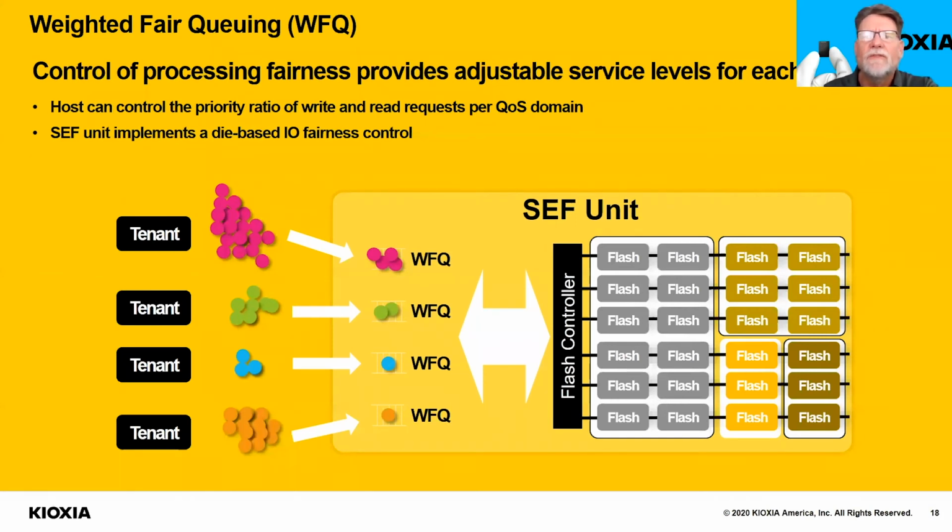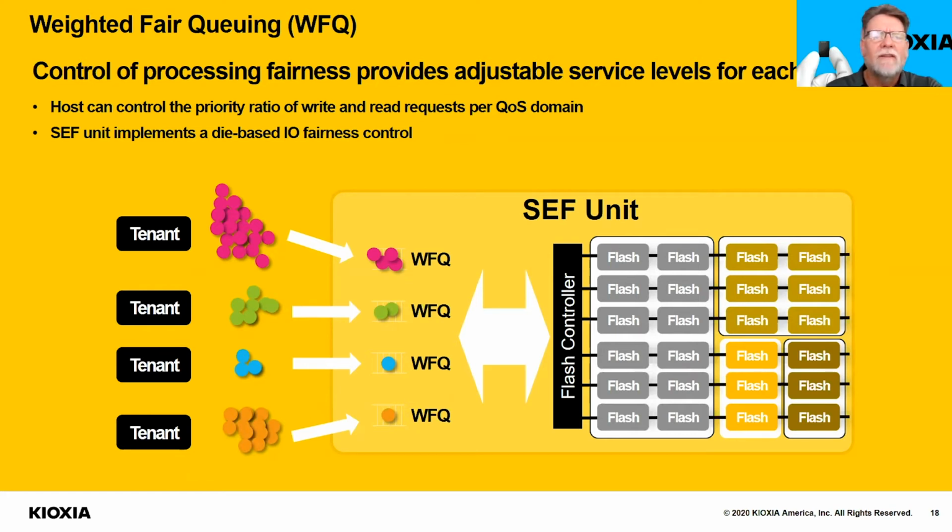Another key feature of software-enabled flash is the advanced queuing and scheduling features, which we will spend a lot of time on over the next several slides. Scheduling and queuing controls how the die time is spent. We can control read time versus write time versus copy time, as well as the prioritization of multiple workloads.